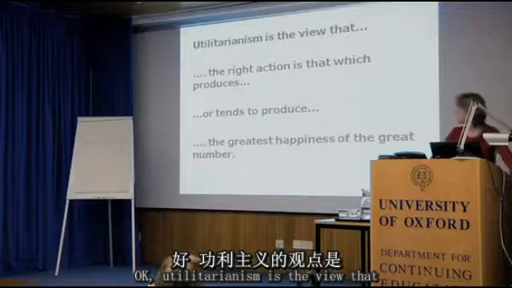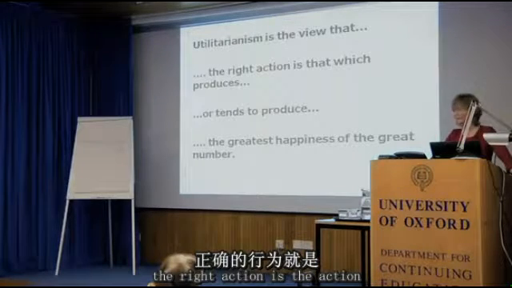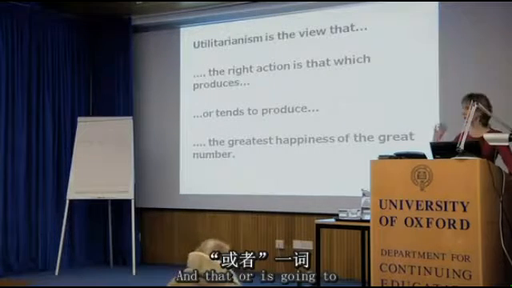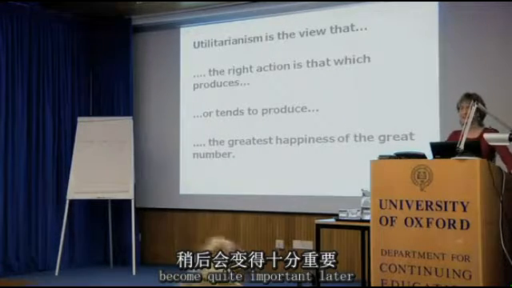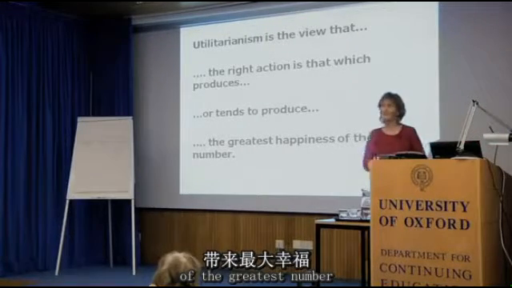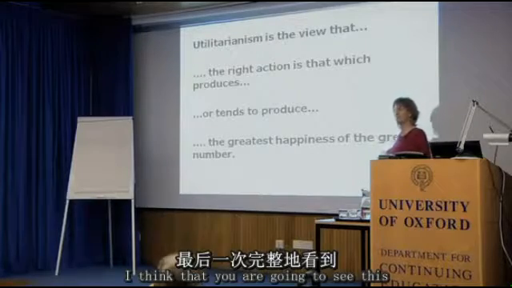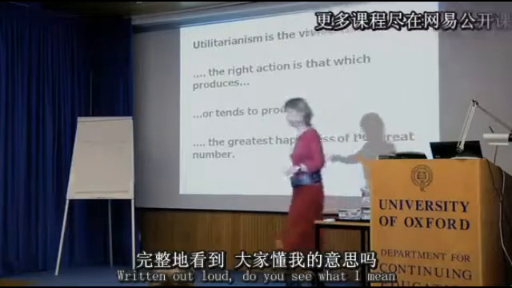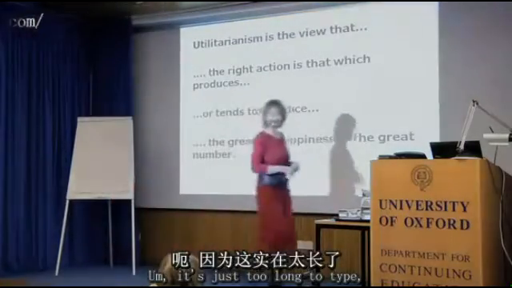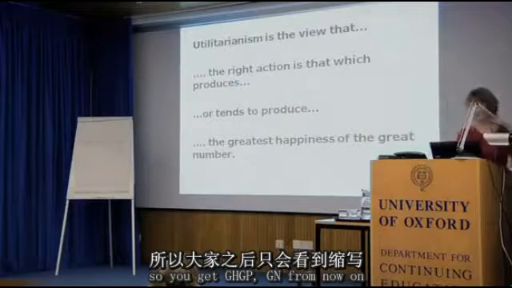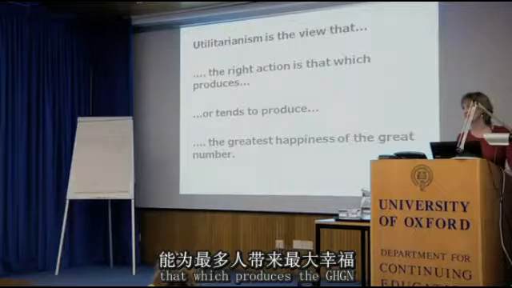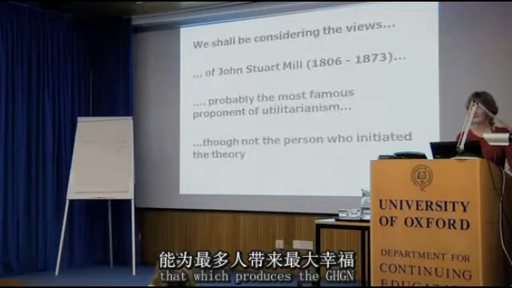Okay, utilitarianism is the view that the right action is the action that produces or tends to produce, and that "or tends to" is going to become quite important later, the greatest happiness of the greatest number. Now that's the last time I think you're going to see this written out in full, because it's just too long to type, so you get GN from now on. So the right action is that which produces the greatest happiness of the greatest number.